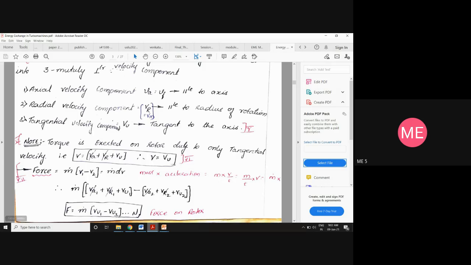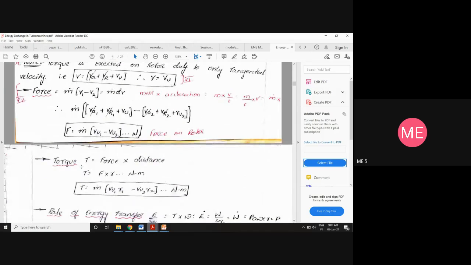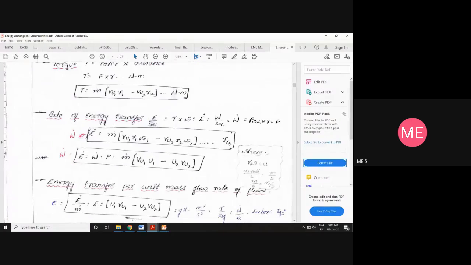So the force acting on the rotor is this. In any rotor you may take, this is the force acting. Similarly, torque is force into distance. M dot vu1 is acting at a distance of r1 and vu2 is acting at a distance of r2. Similarly, the rate of energy transfer, E dot, is equal to m dot into vu1 r1 omega1 minus vu2 r2 omega2.